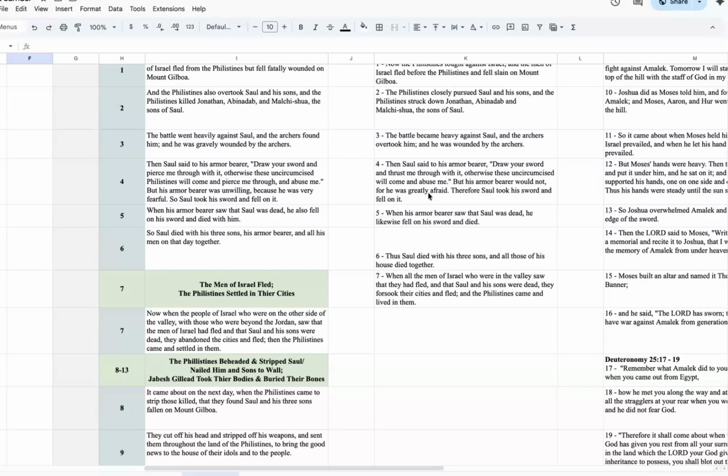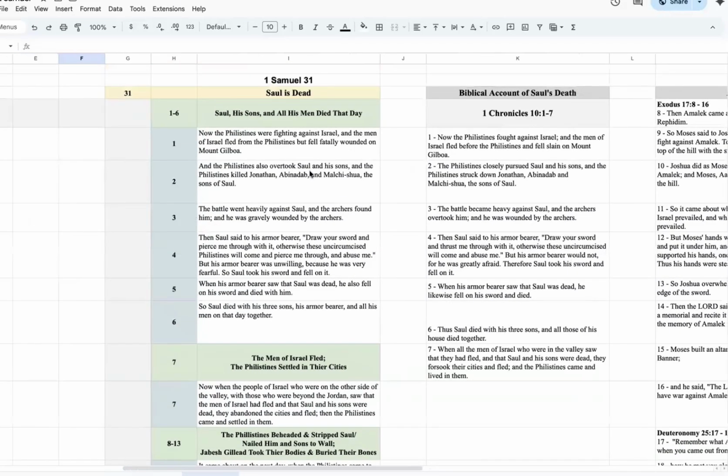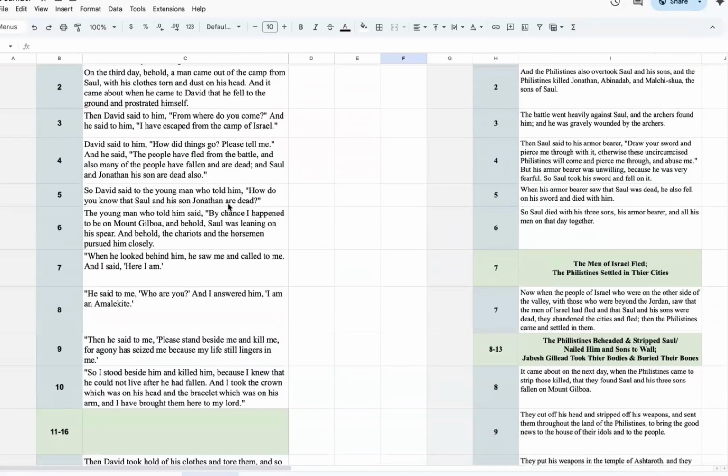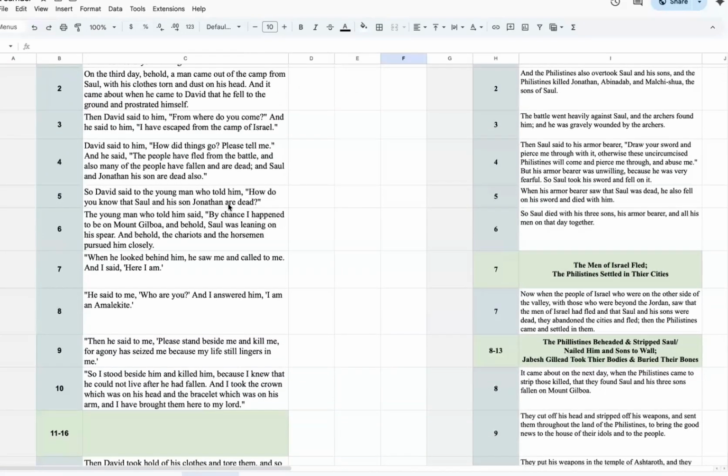When all the men of Israel who were in the valley saw that they had fled and Saul and his sons were dead, they forsook their cities and fled, and the Philistines came and lived in them." So we have it here in 1 Samuel and then in 1 Chronicles. But in 2 Samuel, we have this Amalekite saying something totally different.